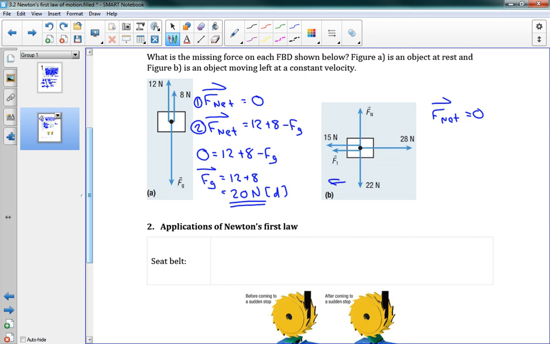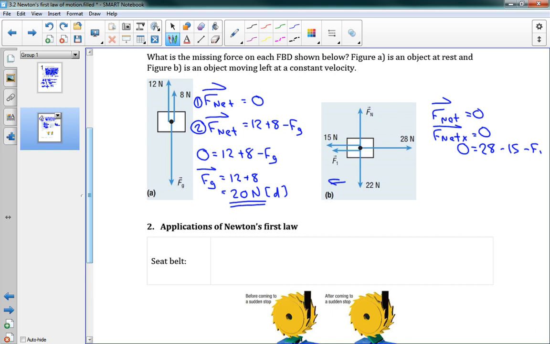Again, we can solve the rest of this here. If the total net force is 0, that means the x component of that has to be 0, and the y component has to be 0. So let's start with the x. F net x equals 0, and we can also figure out what that is equal to by adding all these x forces together. So here we have 28 to the right, minus 15 because it's to the left, and minus F1. Good. So then we have 0 is equal to this.